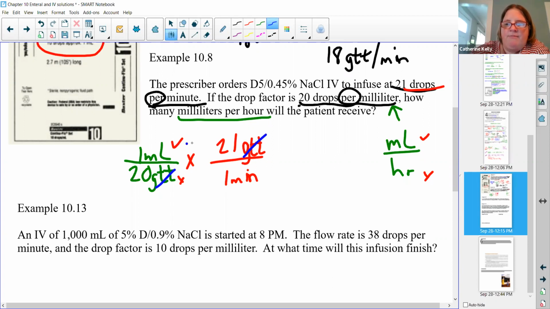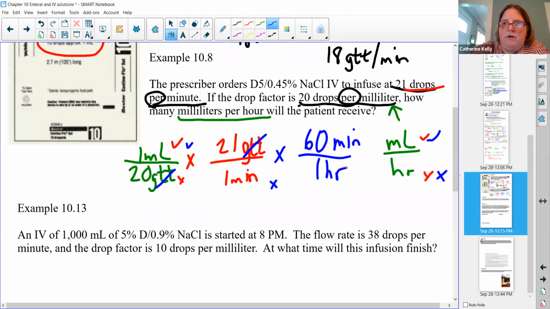But then what I'm left with is milliliters, which is good, but I have minutes, and I need hours. So I'm going to say times with minutes on top. And I know that there are 60 minutes in an hour. So now I can cancel out my minutes. And I'm left with milliliters on top, which is great, and hours on bottom, which is great. If your units don't cancel, then you did it wrong.